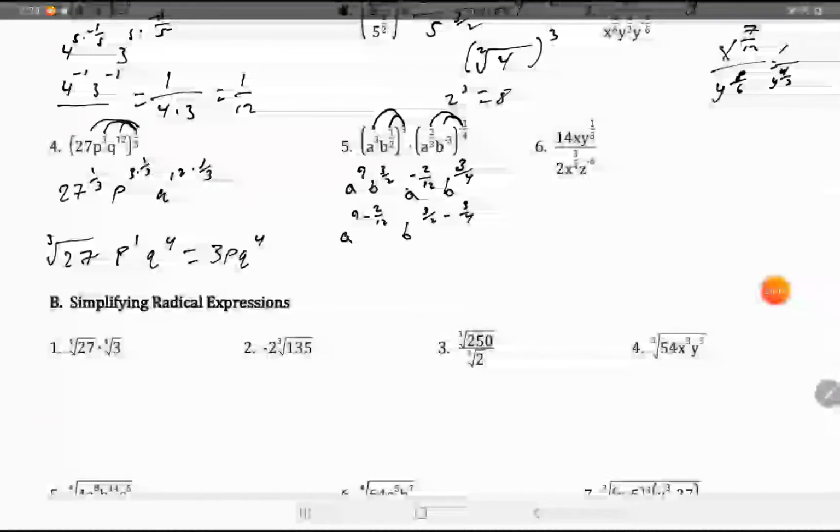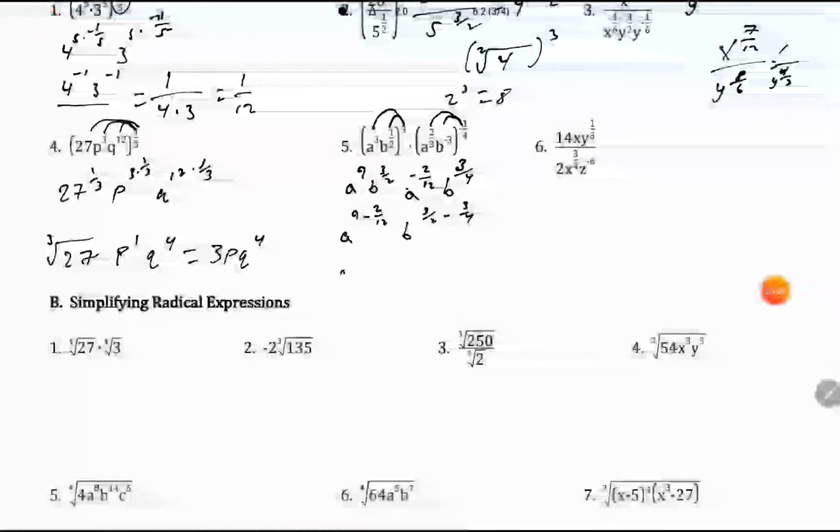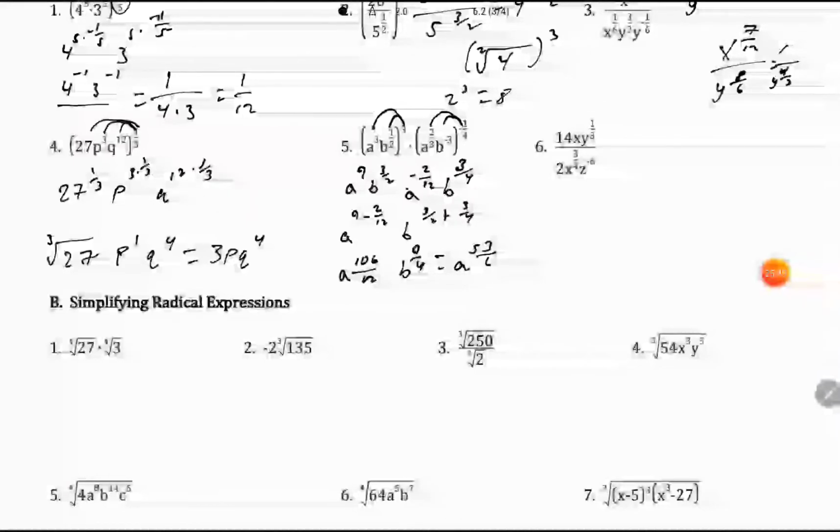So the common denominator is 12 for the first one. But I'm going to skip ahead. So that'll be 106 over 12. And then b is going to be 9 over... Wait. Yeah, 9 over 4. That's a plus sign. So reduce this. A to the 53 over 6. B to the 9 over 4. Okay.